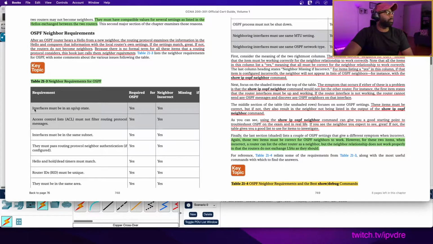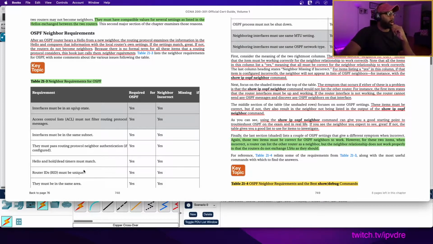Interfaces must be in the same subnet. I'm assuming that you know subnetting and what it requires to have hosts in the same subnet, right? I'm a little bit rusty with subnetting, so I think we might go over subnetting at the end of this lab, right? They must pass routing protocol neighbor authentication if configured. So with OSPF, you can configure OSPF authentication. I need to go over that as well. It's been a while since I've done that.